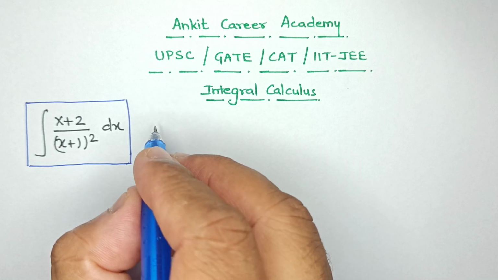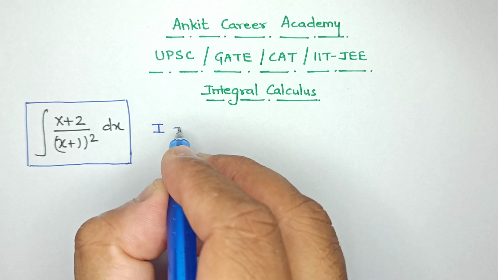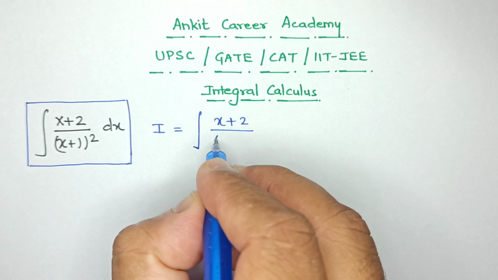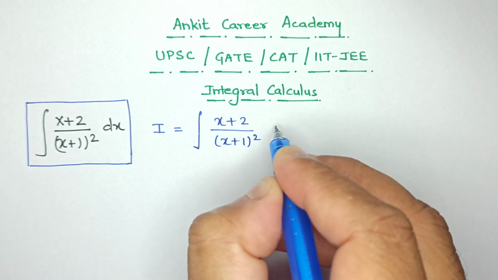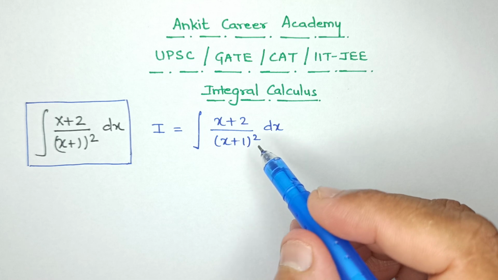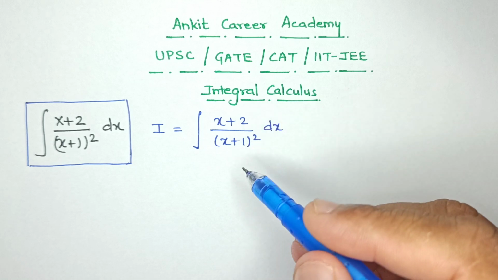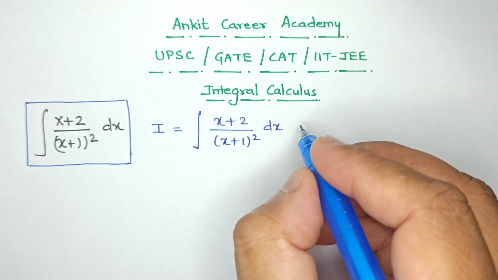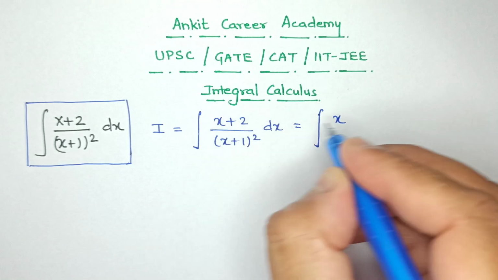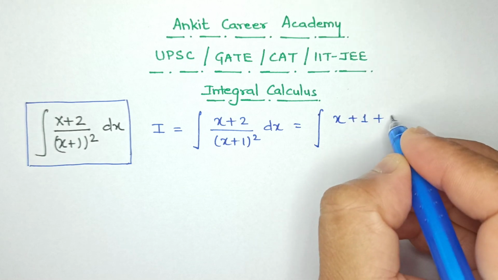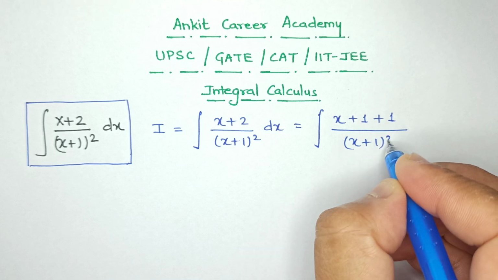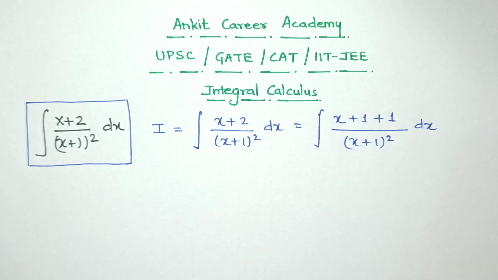So the first thing I'm going to do is assign this a variable, so that I is equal to the integration of (x + 2) divided by (x + 1) whole square dx. Now I'm going to match the numerator and the denominator in order to cancel out some of the common terms. So I'll write this as the integration of (x + 1 + 1) divided by (x + 1) whole square dx, where the 2 is written as 1 plus 1.